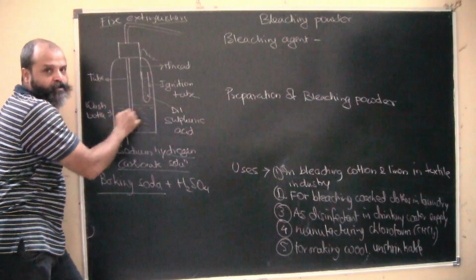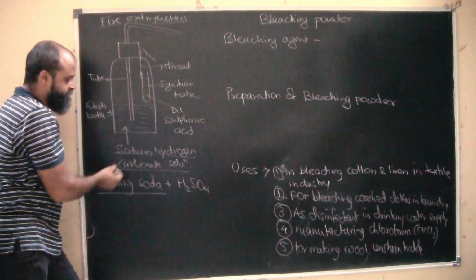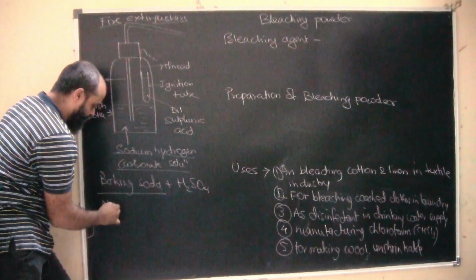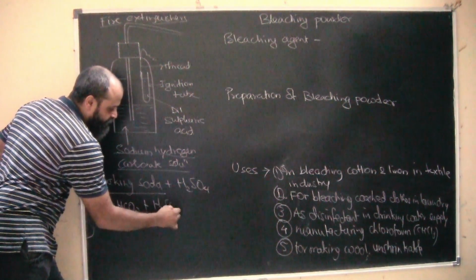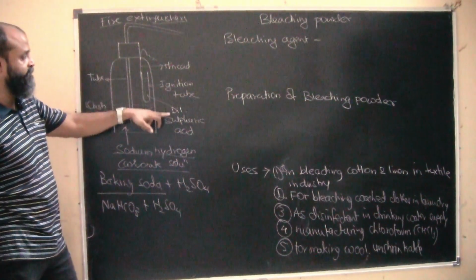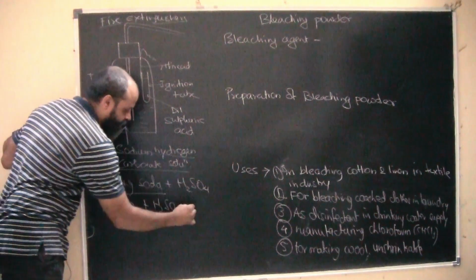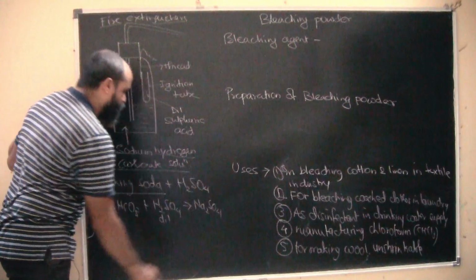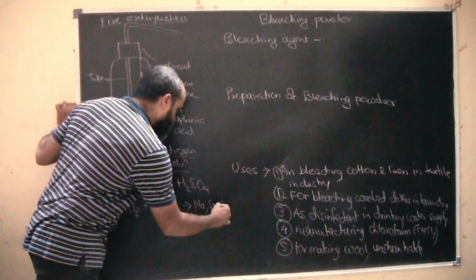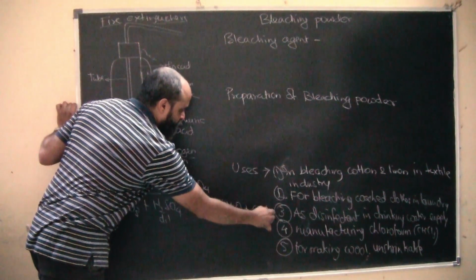This gets poured over the sodium hydrogen carbonate solution. So this is a tube basically. Now what happens is, we all know that sodium hydrogen carbonate will react with sulfuric acid. This is sulfuric acid, which is in dilute form. This will react with dilute sulfuric acid to produce what? Sodium sulfate plus water plus carbon dioxide.